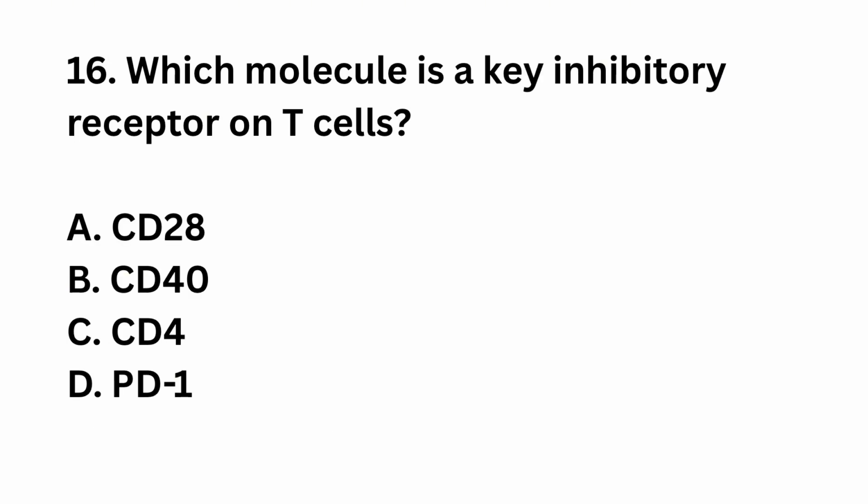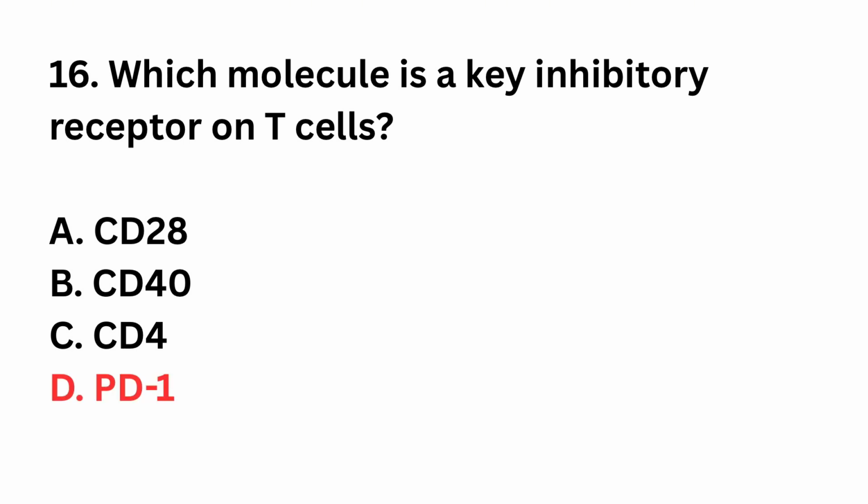Question number 16. Which molecule is a key inhibitory receptor on T cells? CD28, CD40, CD4, PD1. The right answer is option D, PD1. Programmed cell death protein 1 regulates immune responses. It prevents excessive activation of T cells.